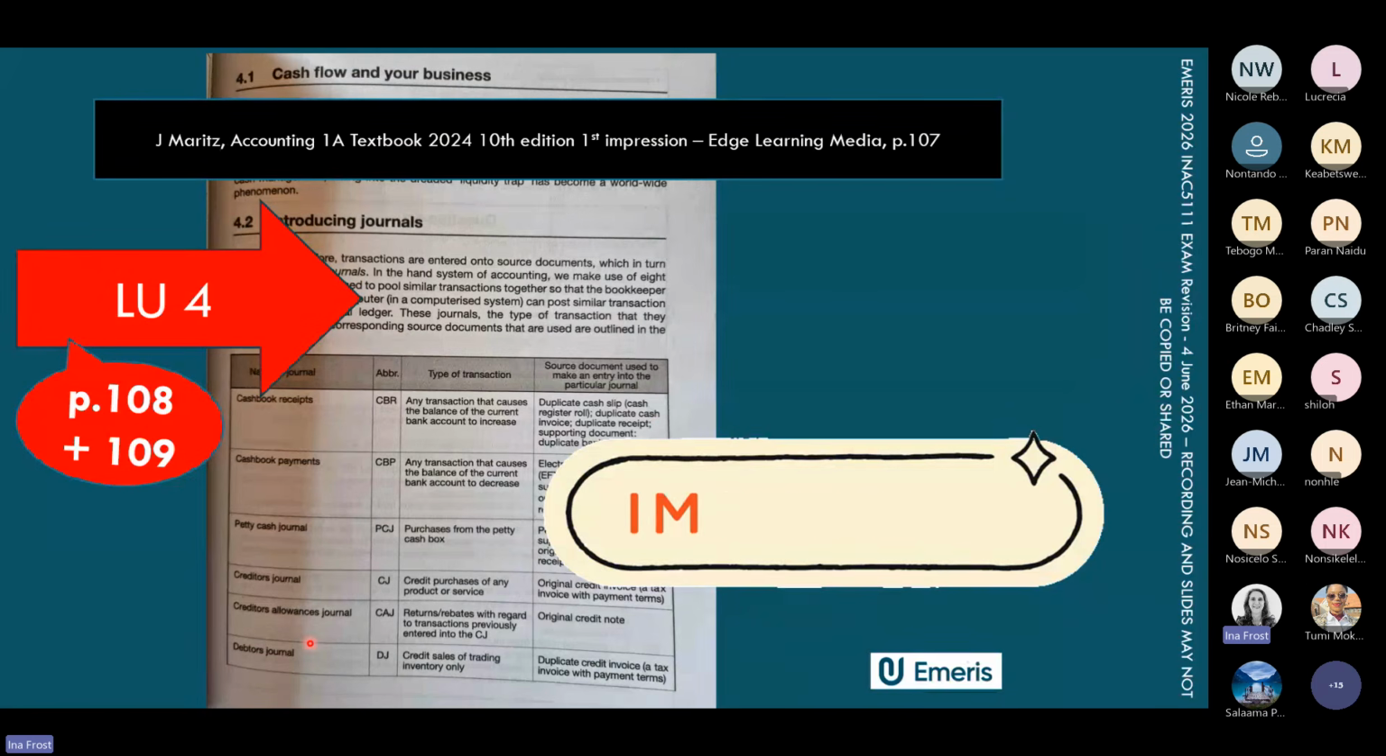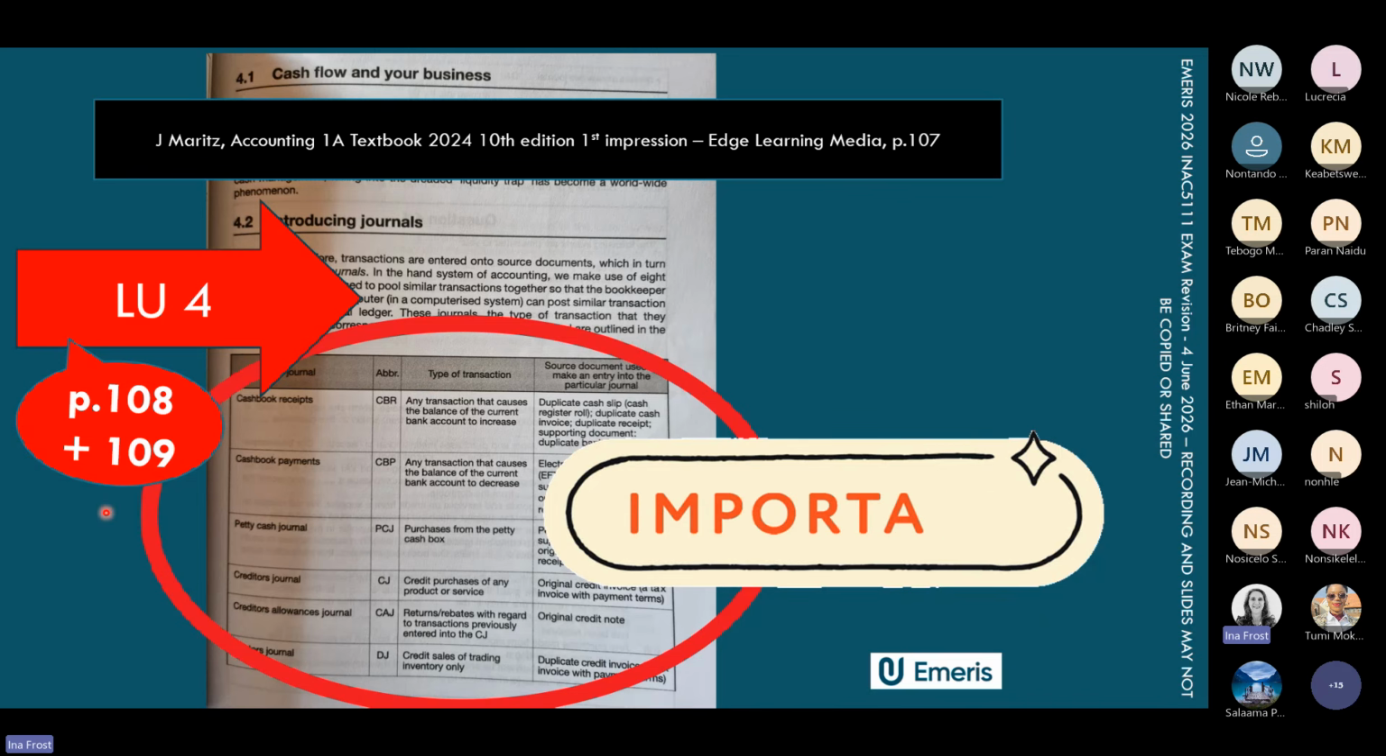At the start of Learning Unit 4, there is this table that's up on your screen now. And this table can be found on pages 108 and 109 if you want to quickly turn there now so you can look at it with me. This is pages 108 and 109 of the 2026 version of the textbook. Otherwise, if you've got a different version of the textbook, just look for the first page of Learning Unit number 4.